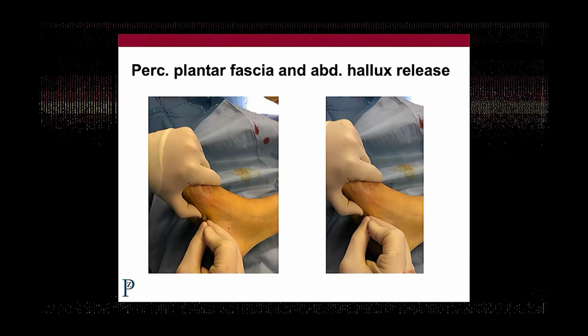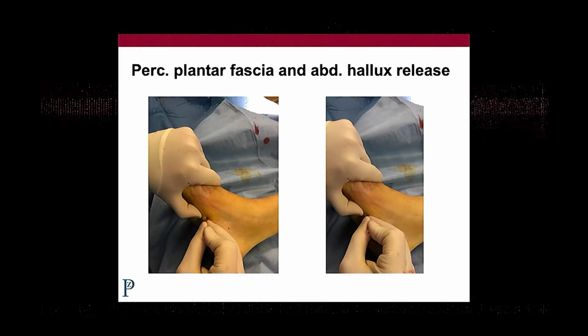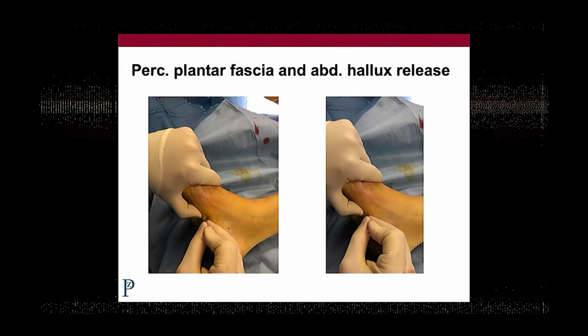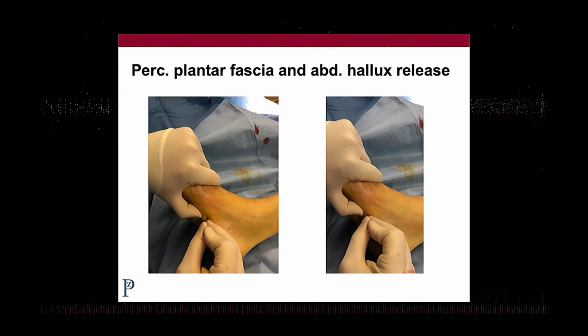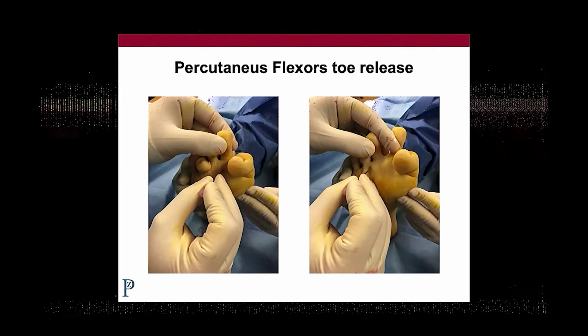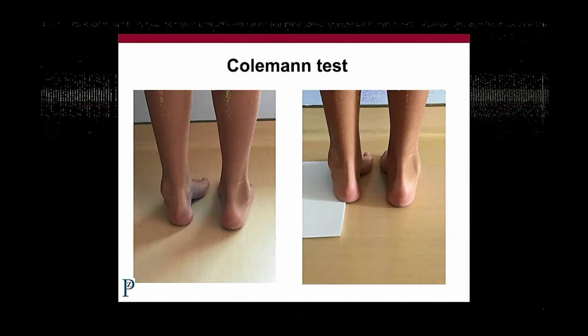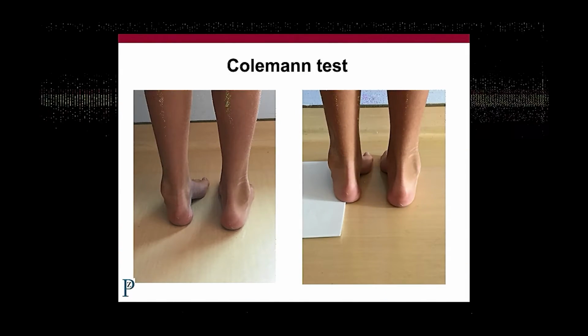With this procedure, the patient can walk the day after surgery with the cast, the plaster, and we leave the cast just for 2 weeks, and then we take off the cast. The same procedure can be done for the release of the plantar fascia and the abductor hallucis. As we can see here with the needle, a very small incision, both abductor and percutaneous fascia. The same can be done for the flexor release.